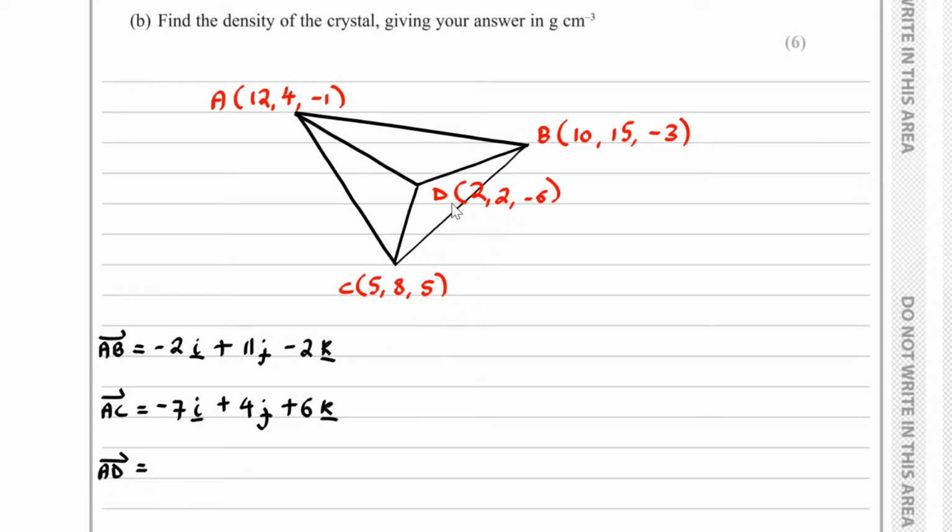And in terms of AD, that's equal to 2 minus 12, which is minus 10. So we have minus 10i. 2 minus 4, which is minus 2. So we have minus 2j. Minus 6 minus minus 1, which is minus 5k.